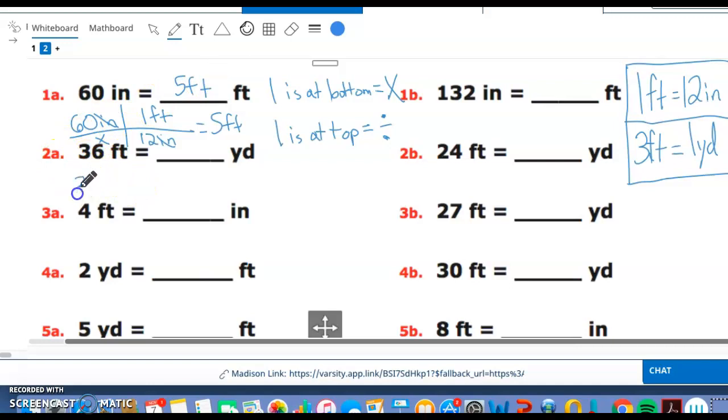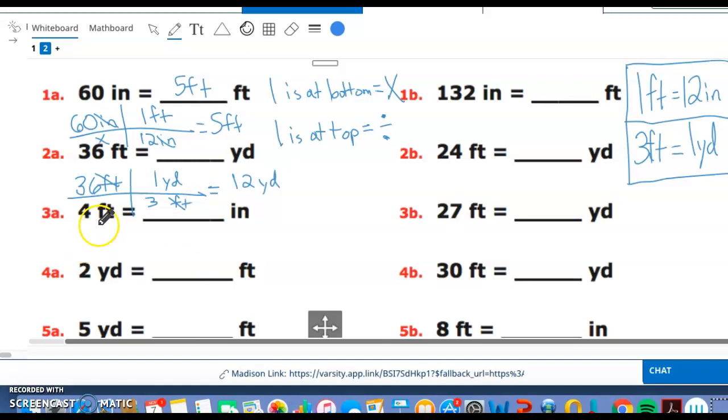2A, 36 feet into yards. I know this is feet here, so I want to go ahead and put the 3 there because that's the one that has feet next to it. And the other one is going to be yards. I know I did that correct because the units will cross out. The 1 is at the top, so I'm going to divide 36 divided by 3, and that's going to be 12 yards.